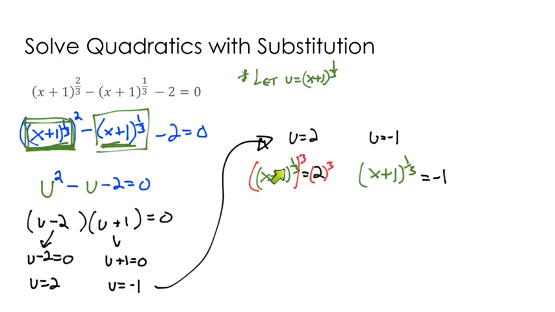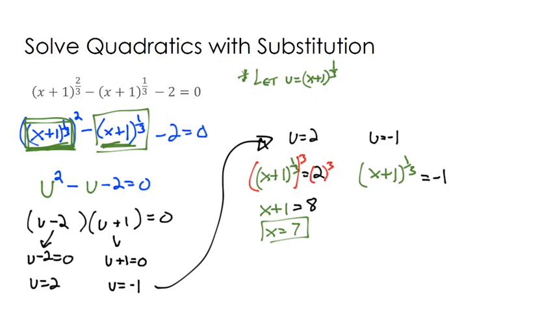Because you can do anything to one side as long as you do it to the other. When I raise a power to a power, I multiply exponents. 1/3 times 3 is going to become 1. In other words, all that is just to the 1st power. And that's equal to 2 to the 3rd, which is 8. Then once I subtract 1 from each side, x equals 7. That's one of our solutions.